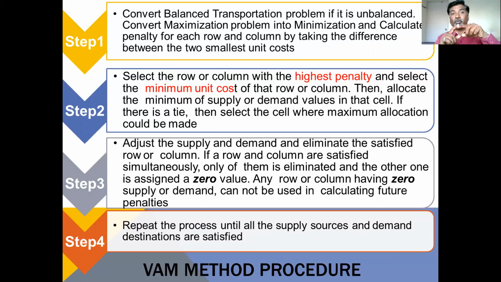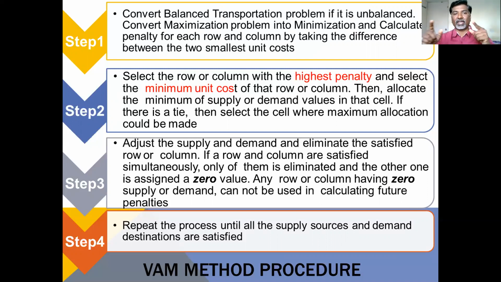If there is more than one minimum value in the particular row or column, then you have to check which maximum quantity we can allocate for that particular cost. So while selecting the demand or supply for both costs, you have to check which maximum value we can assign to that particular cell. That value you have to select.